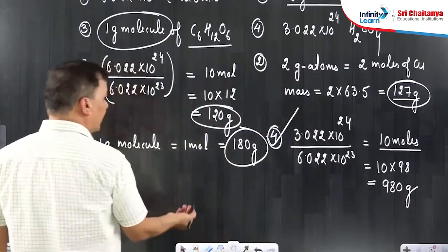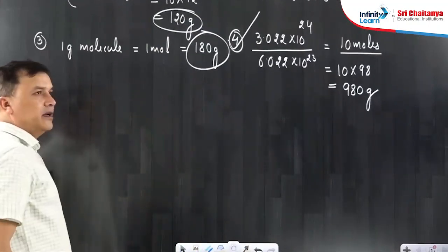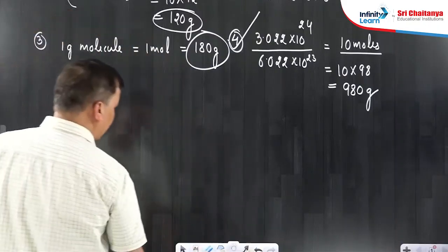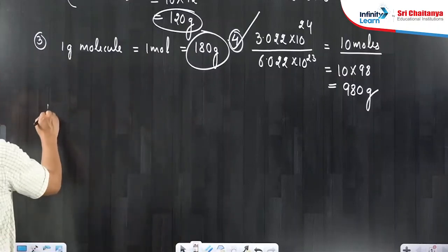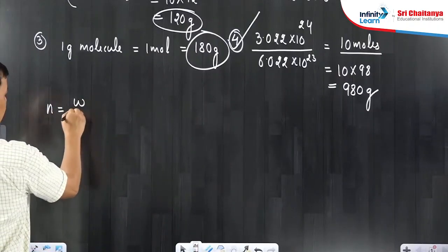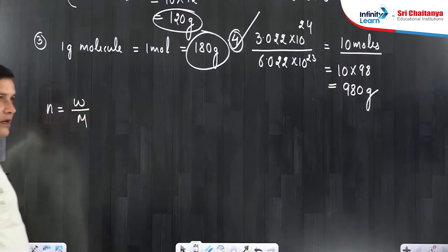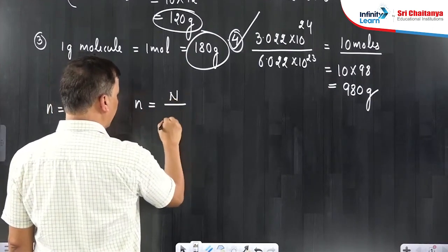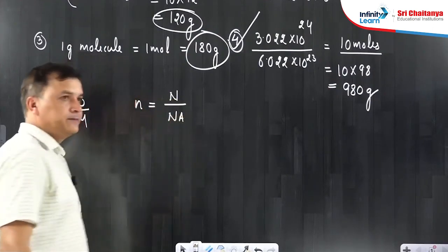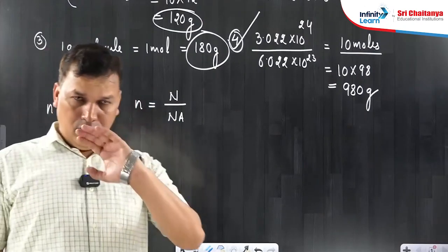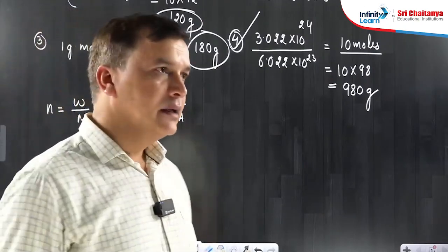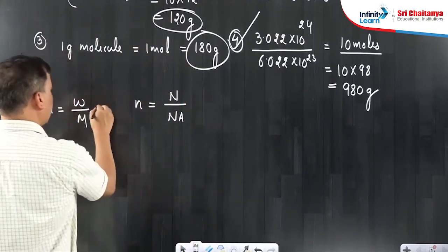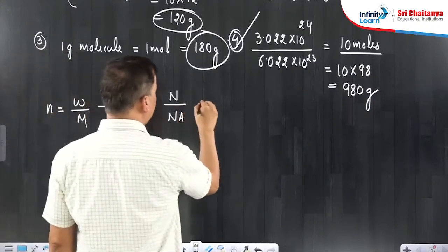So dear student, if you are interested in the topic, then I will tell you only two formulas that we have discussed. I will write again and again. Number of moles is given mass upon what? Molar mass. And the second formula, number of moles is equal to given particles upon Avogadro's number. Now I will introduce the third formula that is only applicable for which one? Gases.